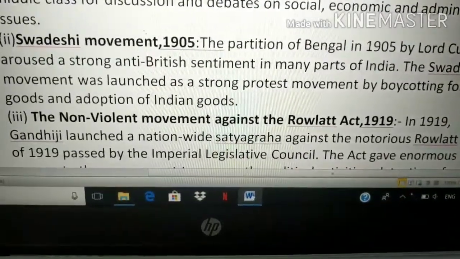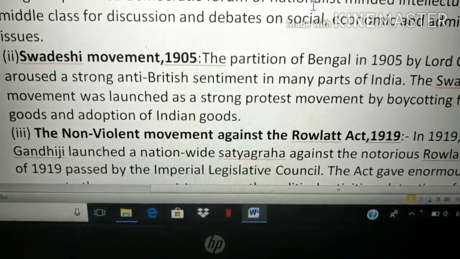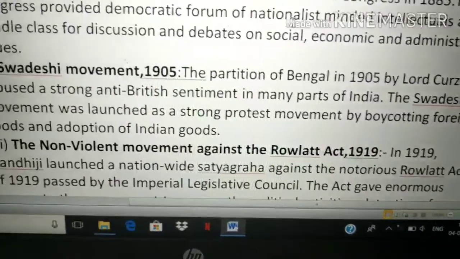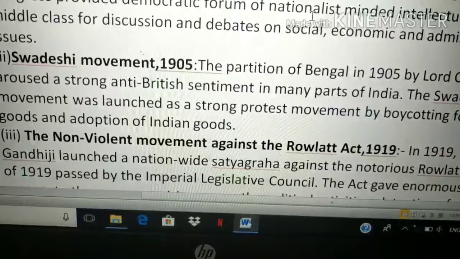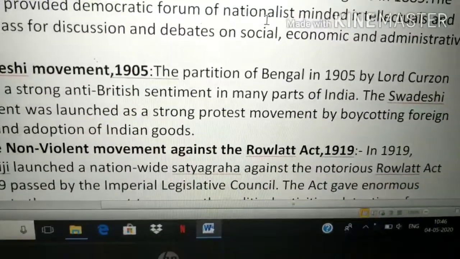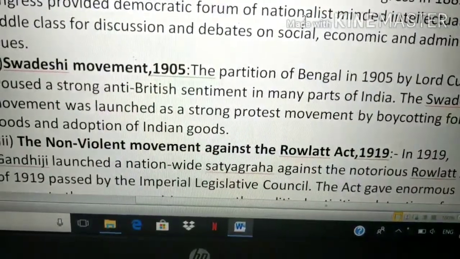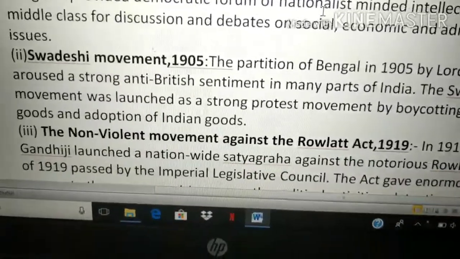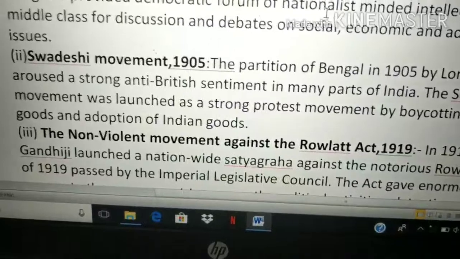Swadeshi Movement, 1905. The partition of Bengal in 1905 by Lord Curzon aroused a strong anti-British sentiment in many parts of India. The Swadeshi movement was launched as a strong protest movement by boycotting foreign goods and adopting Indian goods.